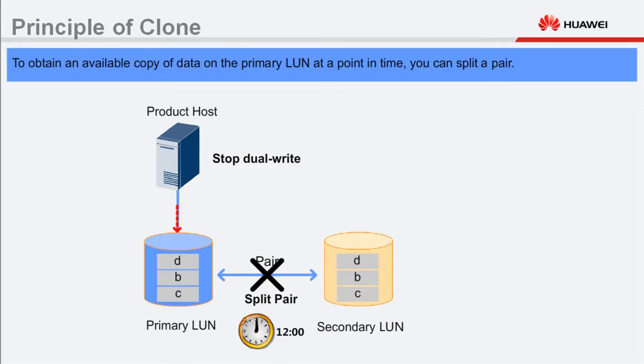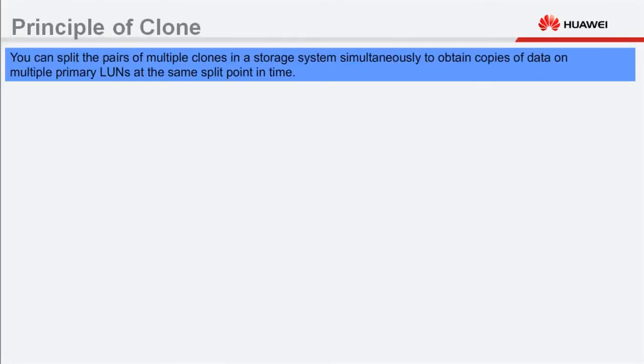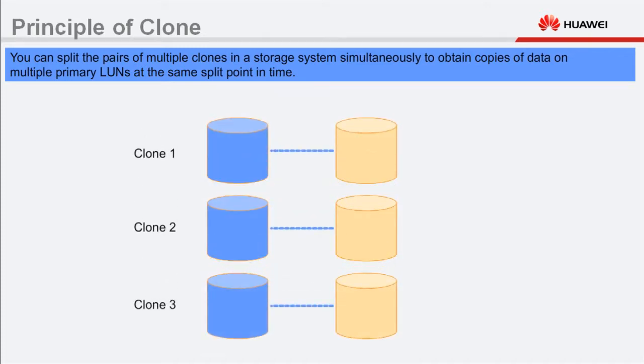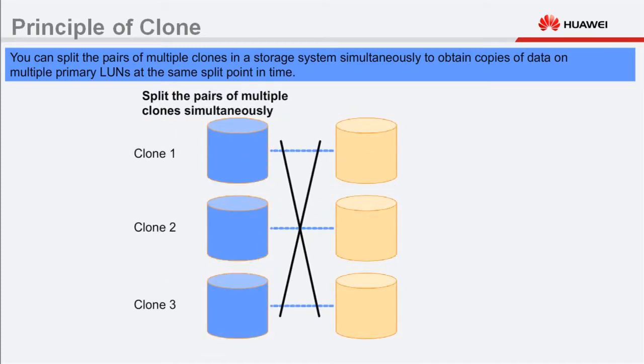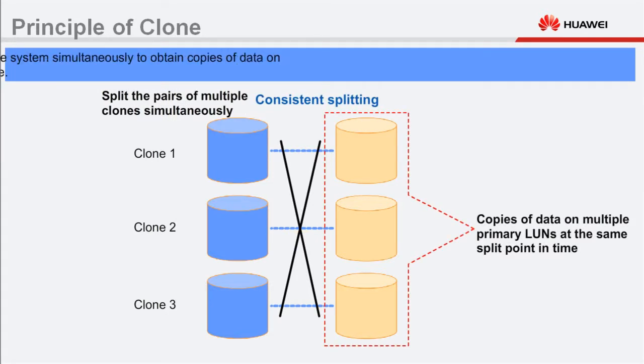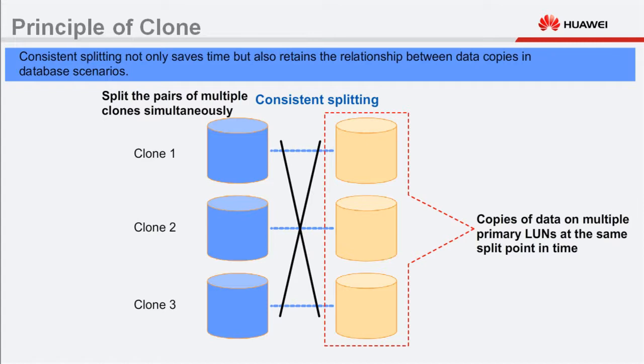Data on the secondary LUN is an available copy of data on the primary LUN at the split point in time. You can split the pairs of multiple clones in a storage system simultaneously to obtain copies of data on multiple primary LUNs at the same split point in time. Consistent splitting not only saves time, but also retains the relationship between data copies and database scenarios.